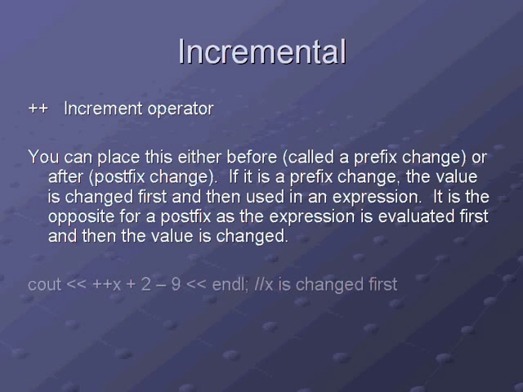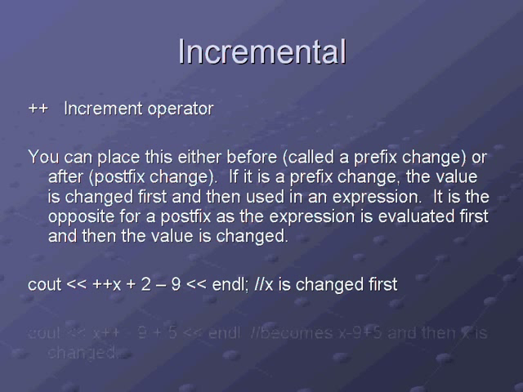So here we say cout ++x plus 2 minus 9. The x value is changed first and then used in the expression. So using the value 3, as before, you would say 3 which would be 4, plus 2 is 6, minus 9 is minus 3.